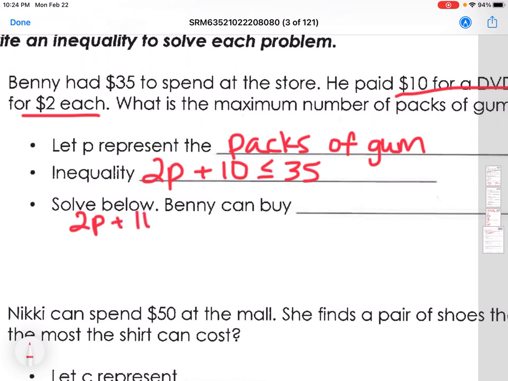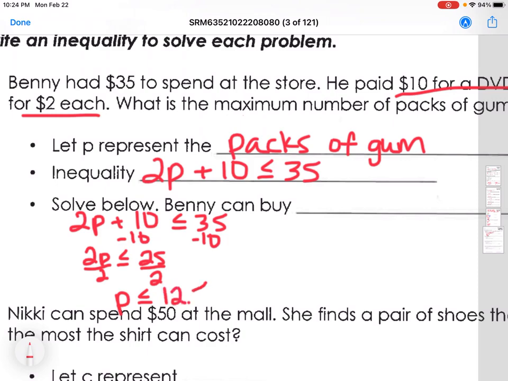So I have 2 times P plus 10 is less than or equal to 35. So now I can solve it. I subtract 10 from both sides. 2 times P is less than or equal to 25. Divide both sides by 2. So P is less than or equal to 12.5.